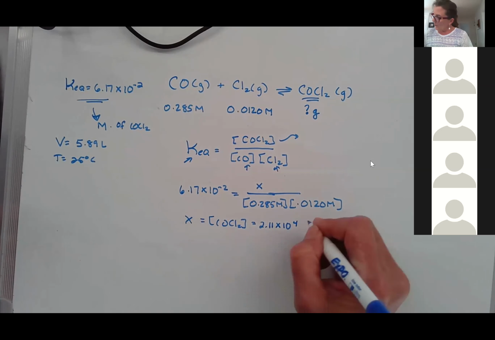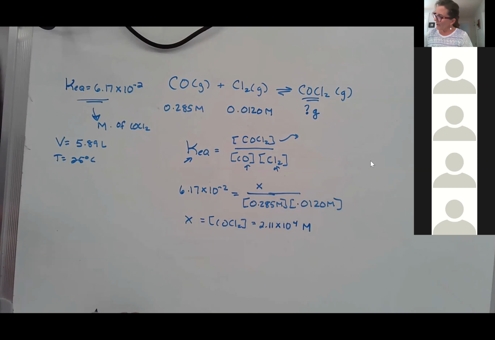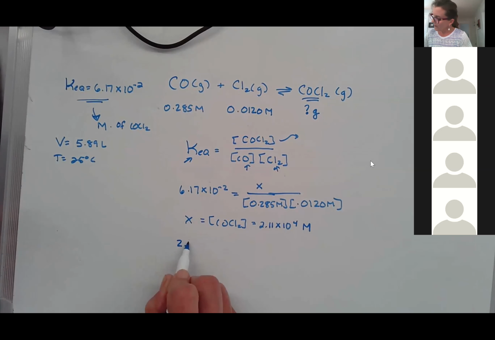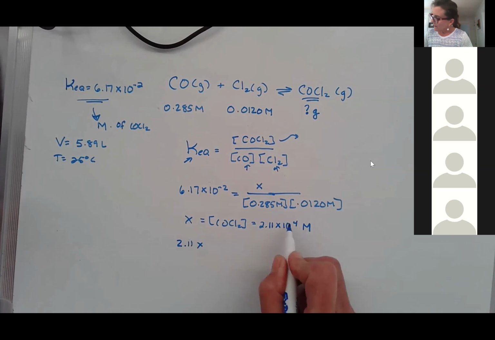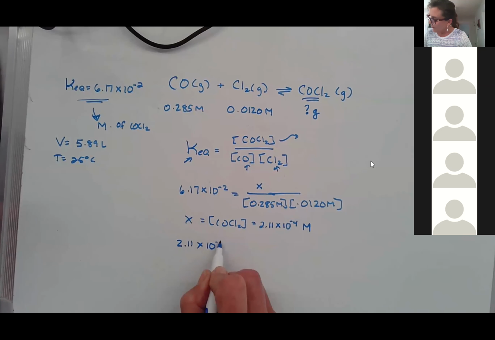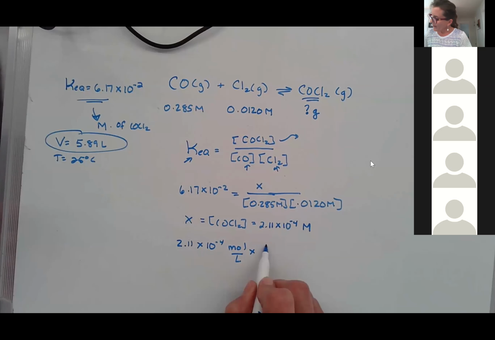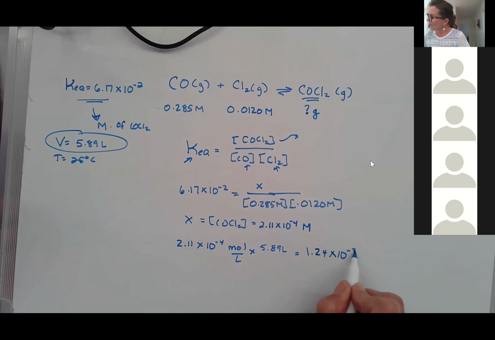And that's molar, and remember, molarity is moles over liters. So 2.11 times 10 to the minus 4 moles per liter times the volume, 5.89 liters, gives me the number of moles. That would be 1.24 times 10 to the minus 3 moles.